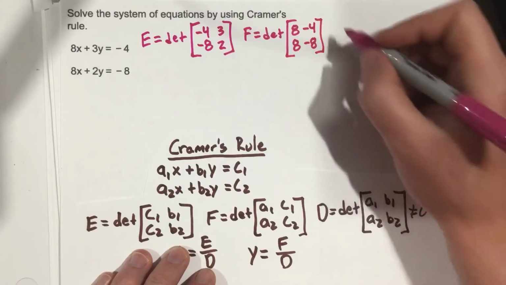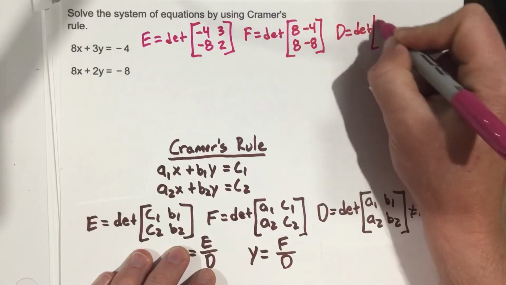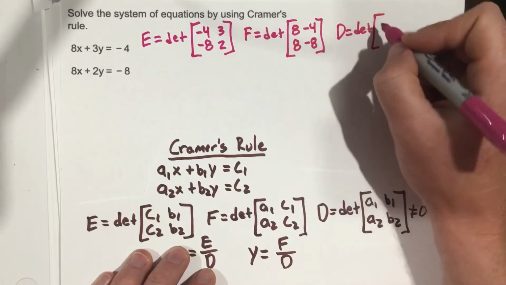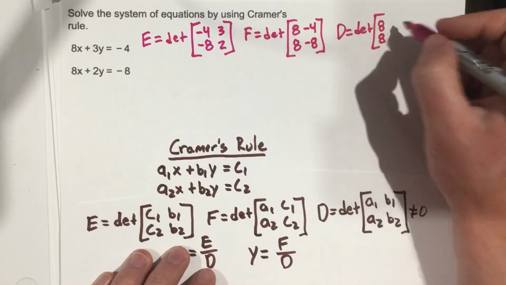And then finally we're going to find d, which is the determinant of a1, a2, which is 8 and 8, and 3 and 2, which is b1, b2.